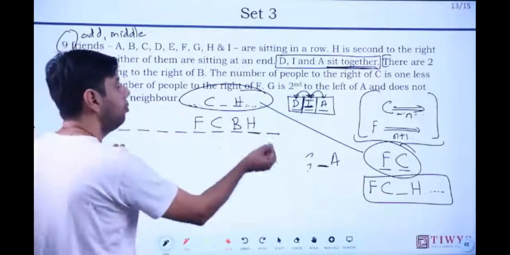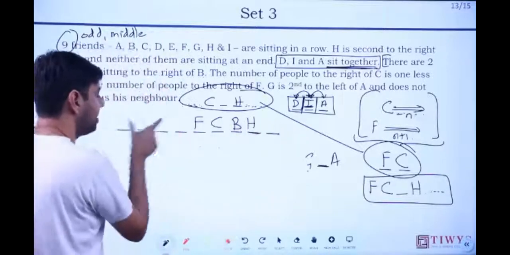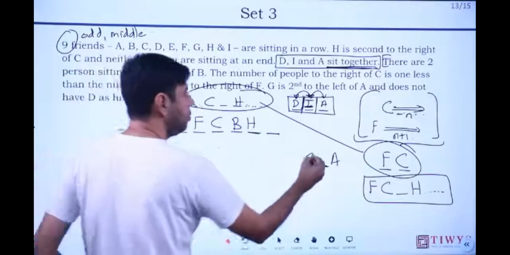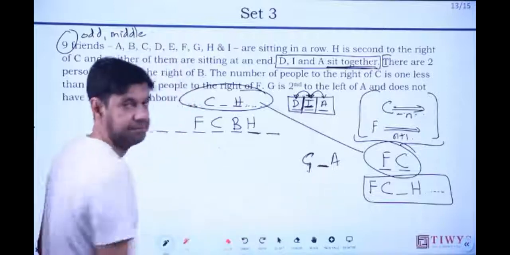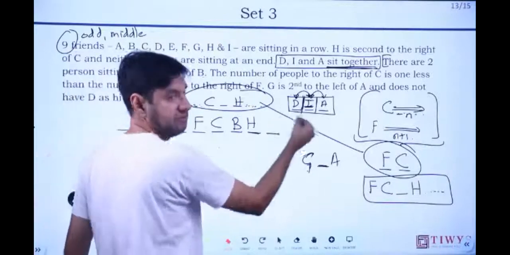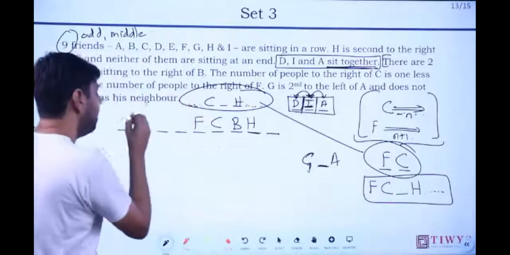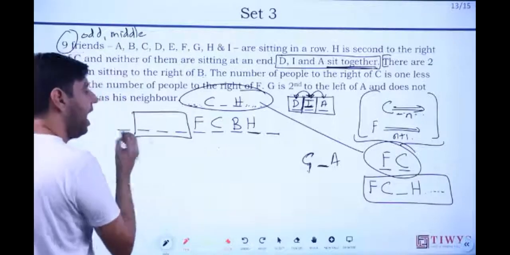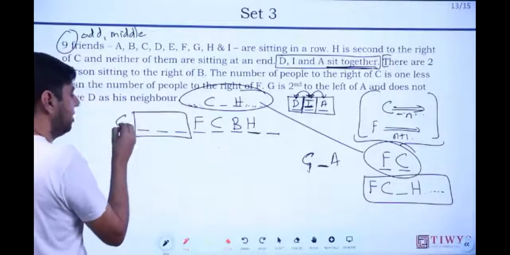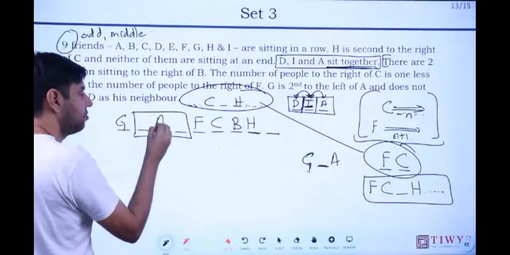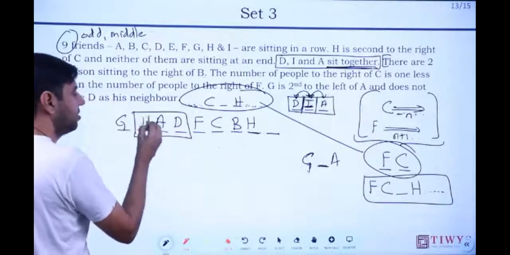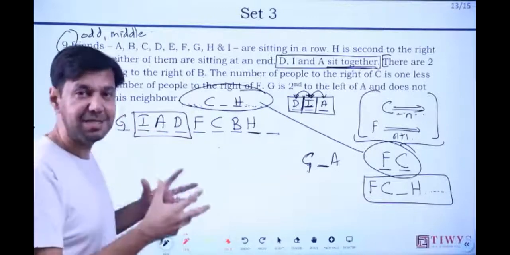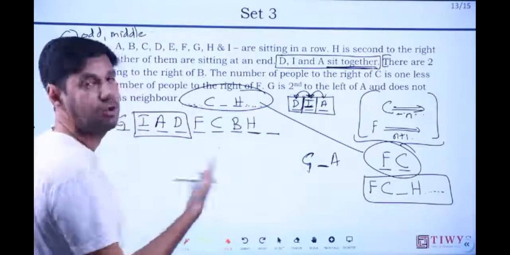And now that you know this, DIA has to be any of this, but I also know that somewhere to the left of A, there has to be G. G is not a part of this group. So DIA has to be here and G has to be the person here. And if this is G, this has to be A, and D is not a neighbor, so this has to be D, so this has to be I. Suddenly things will populate and it's over.